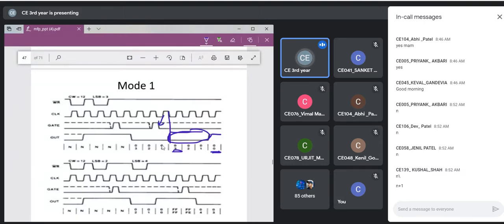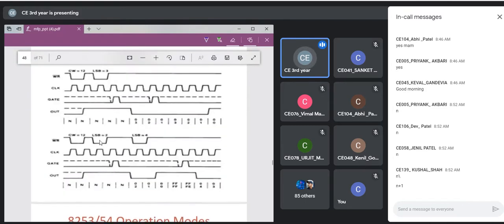Are you following? Because ideally, if this trigger was not there, then I should have had the out high here. But I got a trigger before it went high. That's why, because of this gate signal, my counter got updated. So what is the meaning? In mode 1 also, if you trigger before the previous count completes, it will update the count.